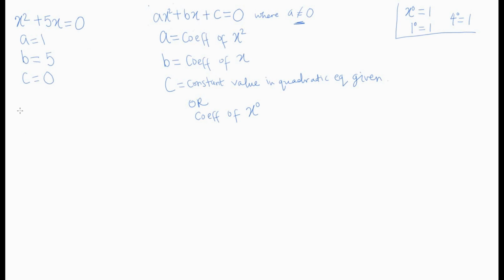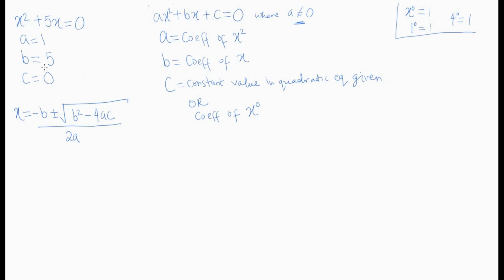So next we write what the quadratic formula is, which is x equals negative b plus or minus the square root of b squared minus 4ac, over 2a. To be honest, because of how easy the quadratic formula is, if you know the formula, half of your work is basically done.